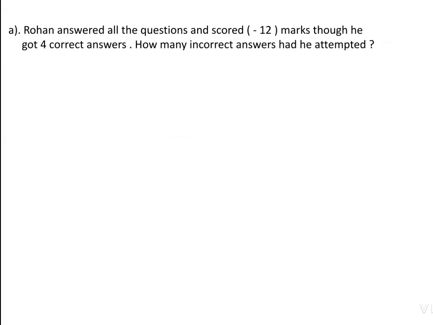B question, next question. Rohan answered all the questions and scored minus 12 marks, though he got 4 correct answers. Rohan's correct answers are 4, but he got minus 12 marks, that is below 0 marks. How many incorrect answers did he attempt? So we write the solution.